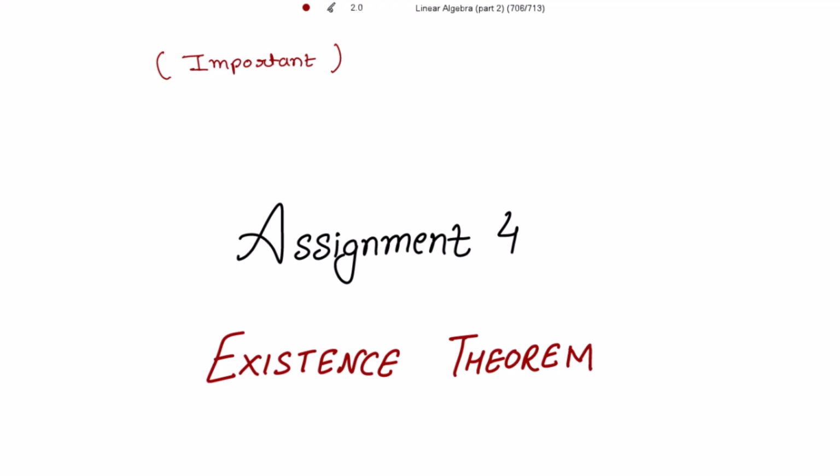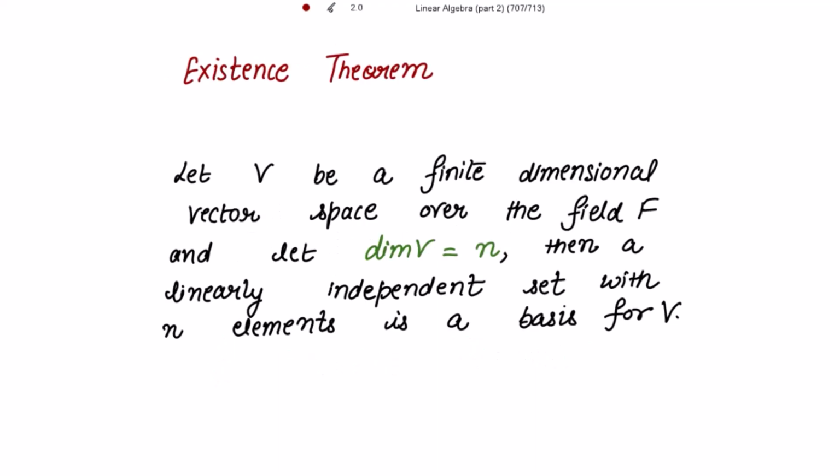Assignment 4, Existence Theorem. This is a very important theorem. The existence theorem says: let V be a finite dimensional vector space over the field F and let the dimension of V be equal to n. Then a linearly independent set with n elements is a basis for V.